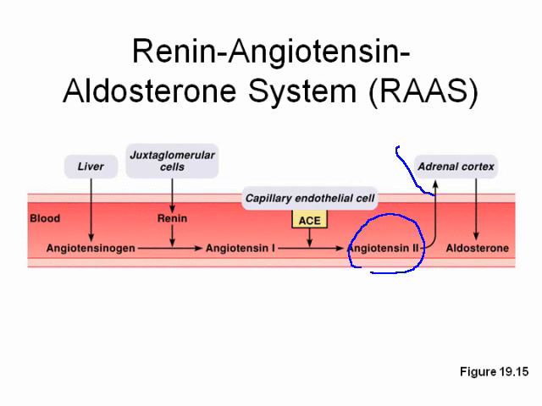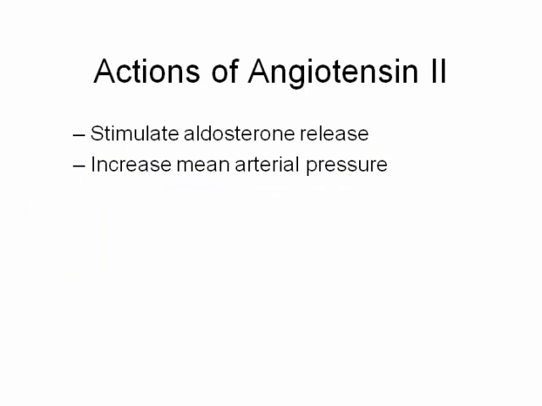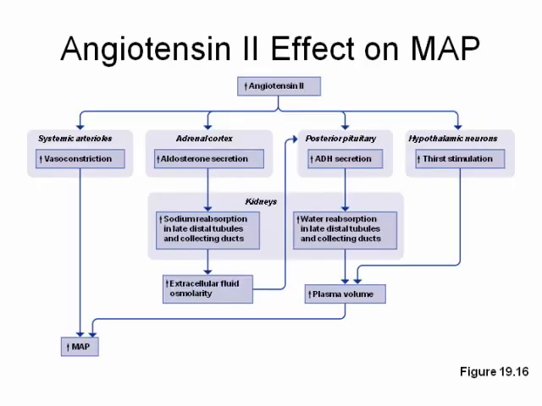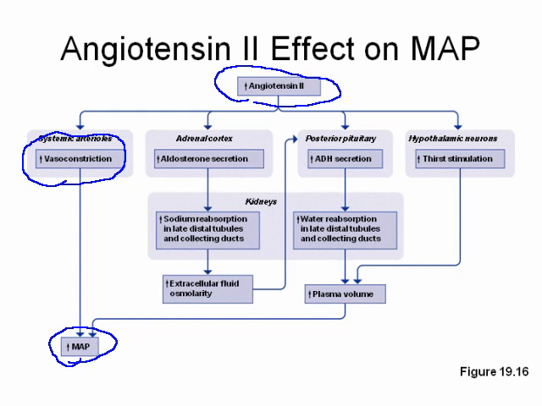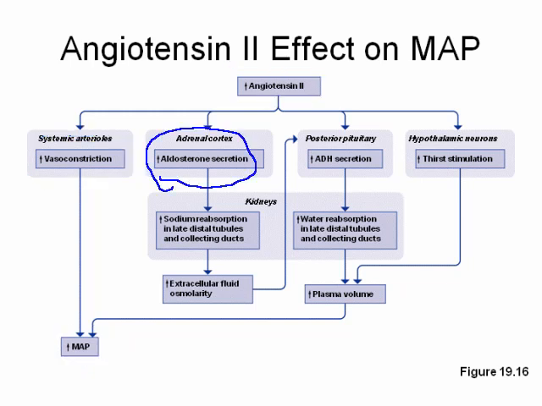Angiotensin 2 stimulates cells in the adrenal cortex, causing them to release aldosterone. In addition, angiotensin 2 also increases mean arterial pressure because there are angiotensin 2 receptors on the vascular wall, and angiotensin 2 causes that smooth muscle to constrict. So we have an increase in angiotensin 2, which causes vasoconstriction in systemic arterioles, which of course increases arterial pressure. Also stimulates aldosterone release by cells in the adrenal cortex.